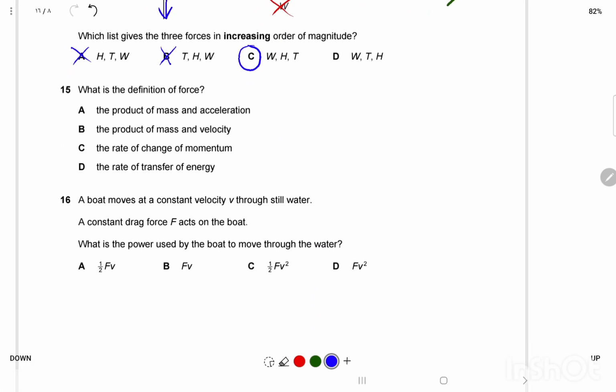Question number 15. What is the definition of force? The definition of force is rate of change of momentum, so option C is the correct answer.